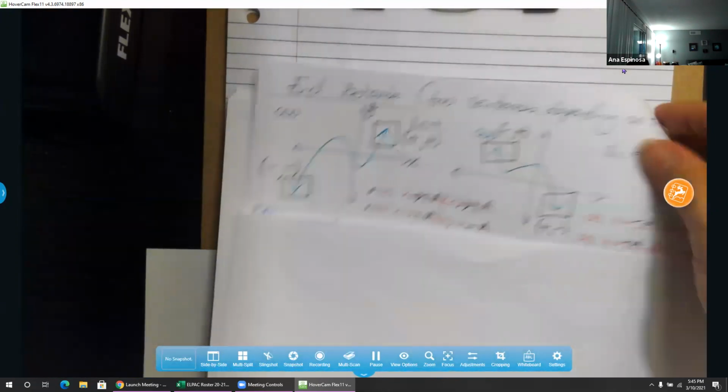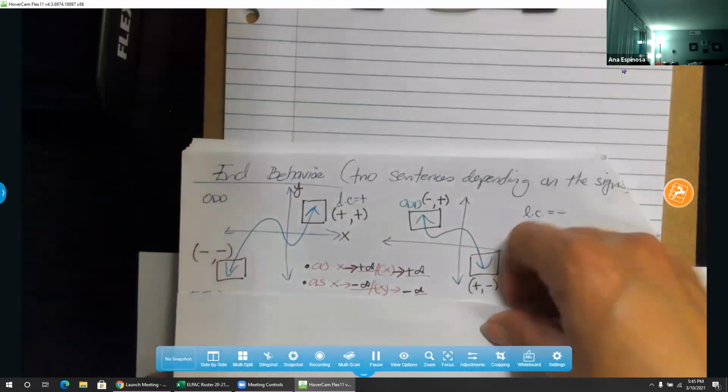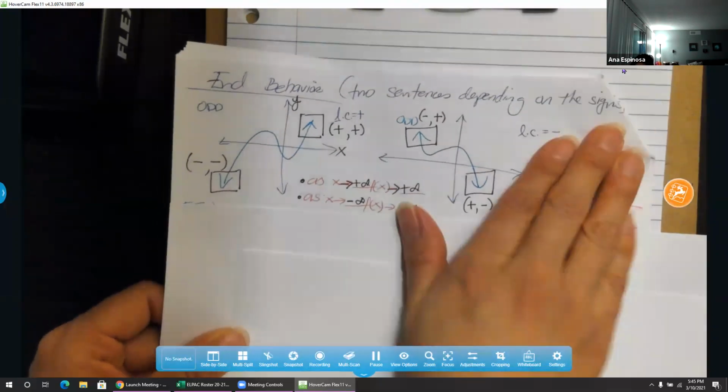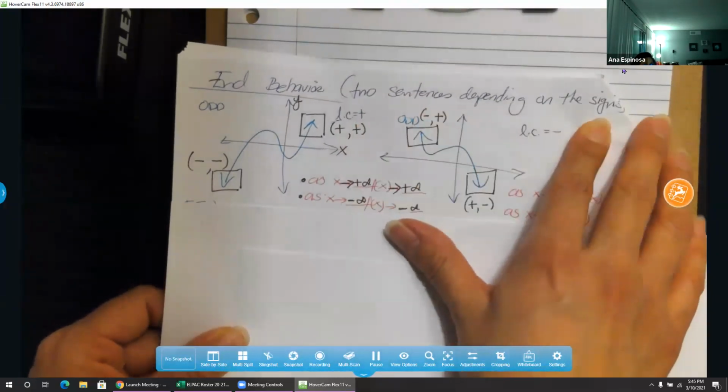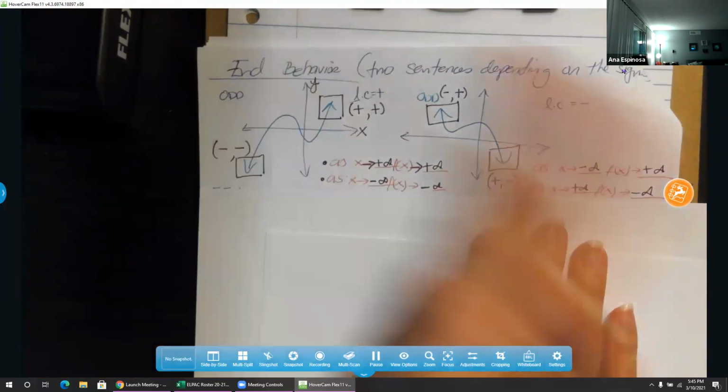All right. So the end behavior, and I know it looks kind of like a mess here. It actually looks like a mess, not kind of, but it really does. Okay. It says for the end behavior, there are two sentences, and they depend on the signs.